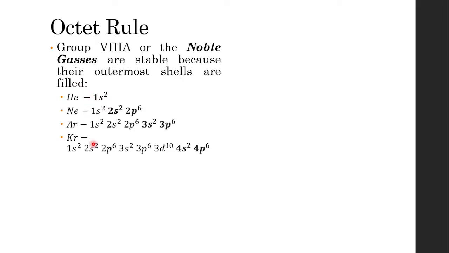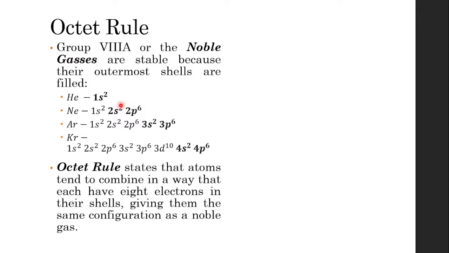And this is the octet rule: having 8 electrons in your valence shell, which is your outermost shell. So every time you hear me say valence shell, I'm talking about the outermost shell. It satisfies the octet rule, which makes the atom very stable.